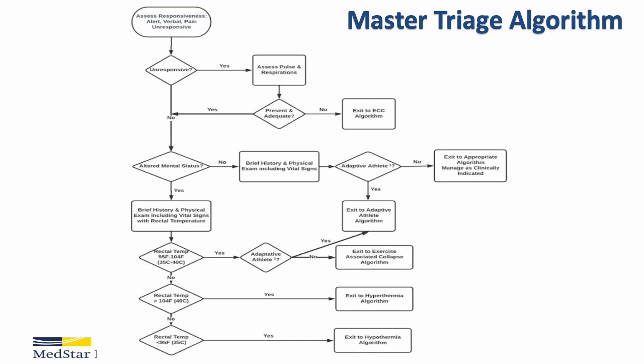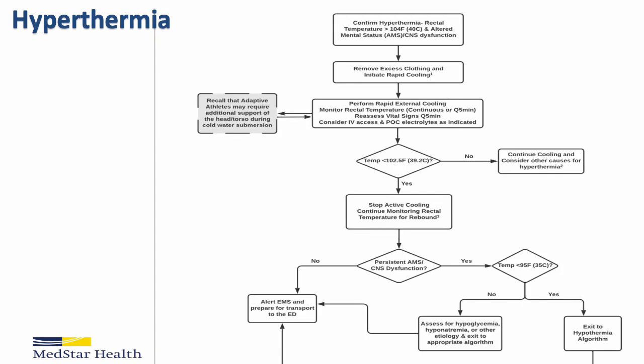And in short, if they're hot, we're going to cool them down. If they're cold, we're going to warm them up. And if they're just right, we're going to look for other things that might be making them confused. So let's start with too hot first. So this is the hyperthermia algorithm. And in short, if their temperature is over 104 or 40 degrees C and they're confused, that meets the definition for exertional hyperthermia.